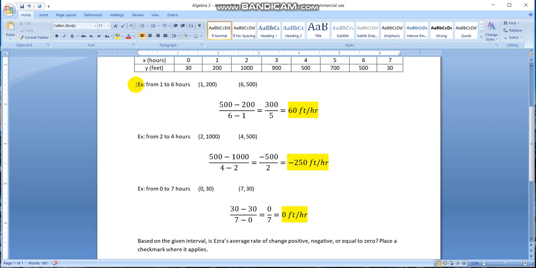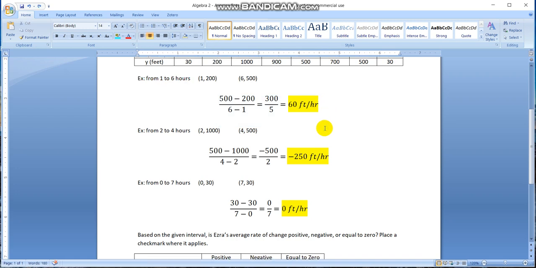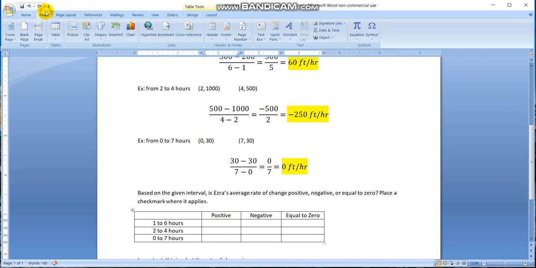So it says from 1 to 6 hours, right? I'll put this in a nice little color. So from 1 to 6 hours, if you look at this, his elevation is increasing per hour. Since his elevation is increasing per hour, his rate of change is going to be positive. He is going up the mountain.